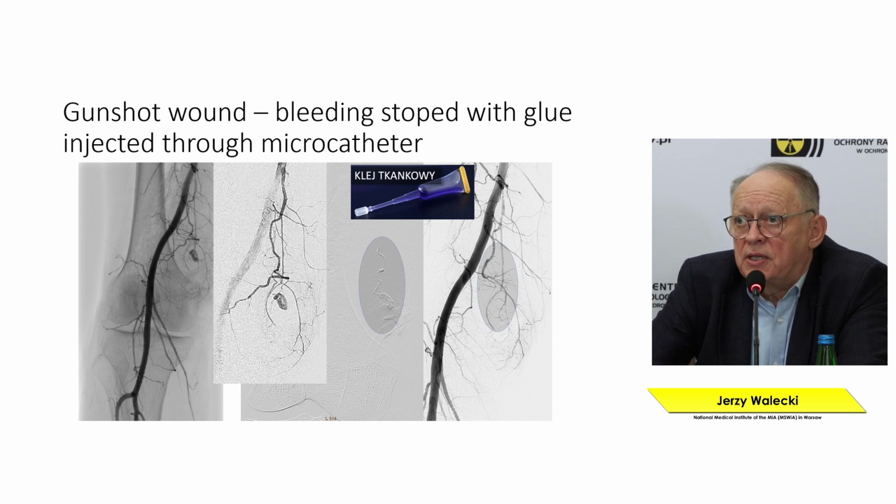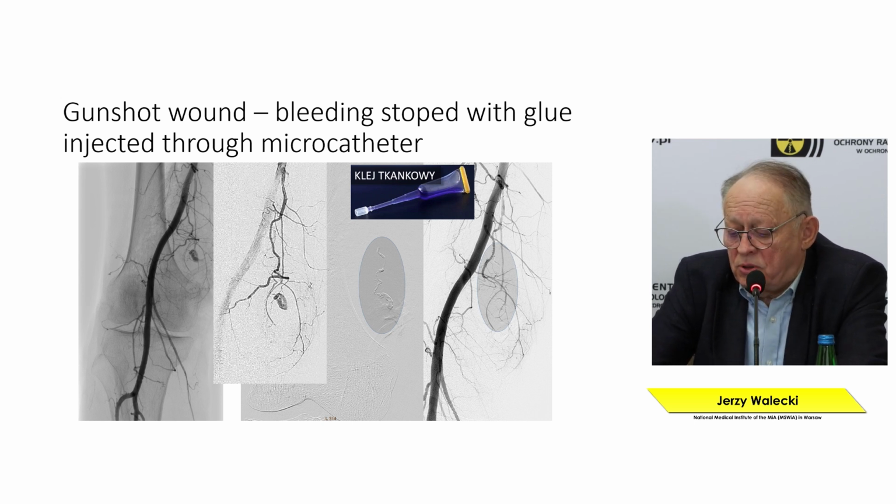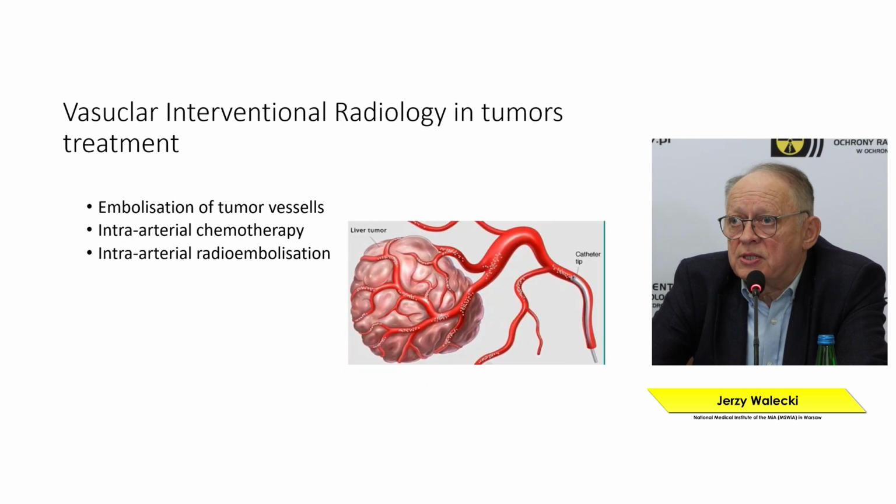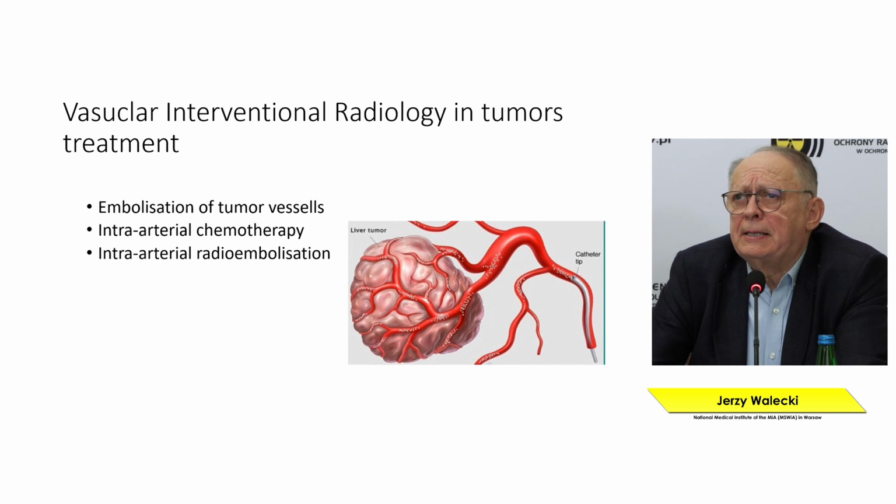Here you can see the example of a large under-knee aneurysm. It resulted from a gunshot wound. So a change developed, the wound was bleeding and the aneurysm had to be embolized. We were using microcatheters and coils of a specific size.